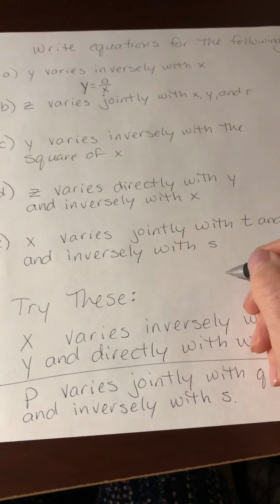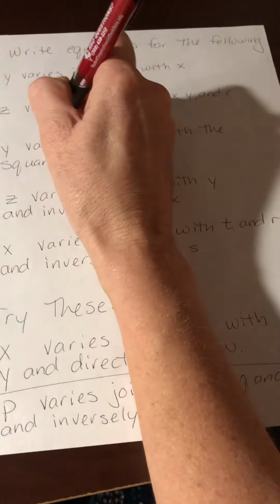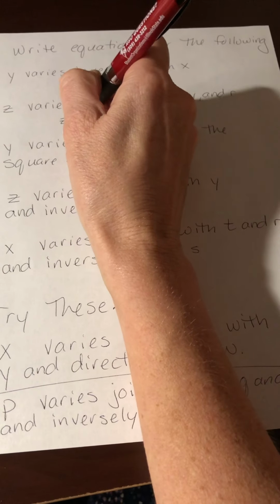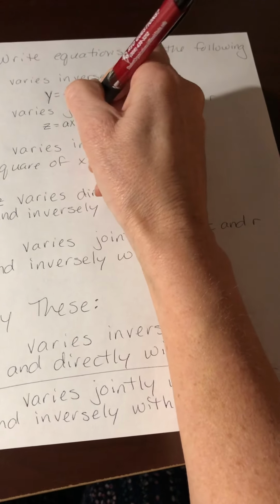B, z varies jointly with x, y, and r. So z comes first. Z varies jointly. That's a times a bunch of other variables. And this time we have x, y, and r.